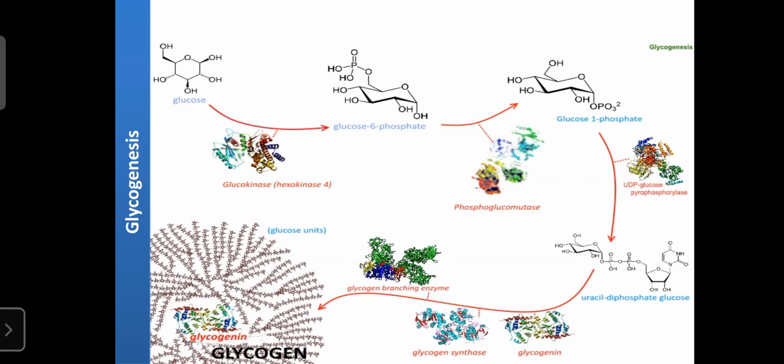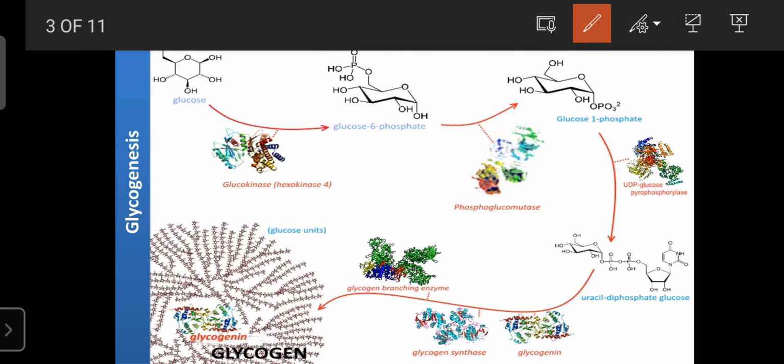In the cytosol, in the presence of the hexokinase enzyme or glucokinase enzyme, it is converted into glucose 6 phosphate. Later on, phosphoglucomutase is another enzyme. It can move the phosphate group on glucose 6 phosphate and convert it into glucose 1 phosphate.